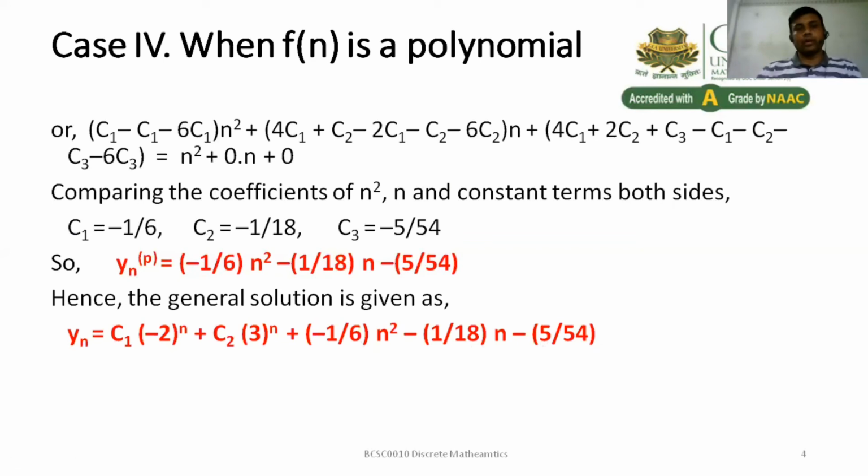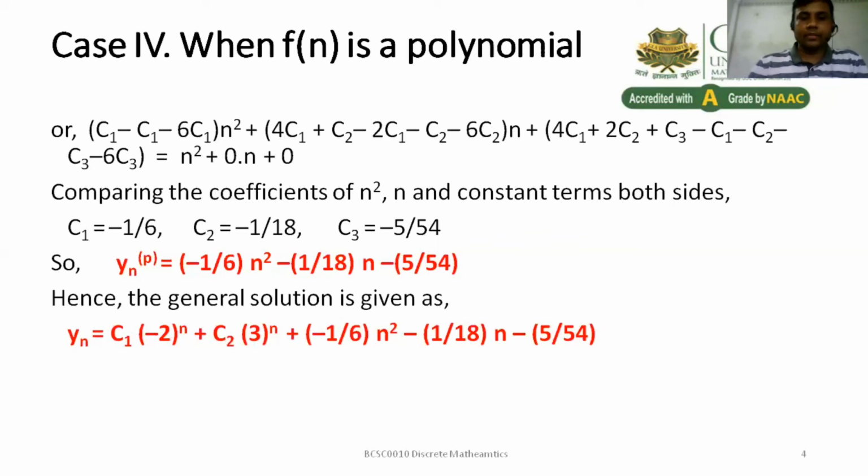Okay, so this is the way to solve the recurrence relation whenever the non-homogeneous part is a polynomial. The idea is we have to consider the particular solution to be of the form of a polynomial of the same degree. Since in this example the non-homogeneous part is a polynomial of degree 2, that's why we have assumed the particular solution is also a polynomial of degree 2, and we have evaluated the constants c1, c2 and c3.